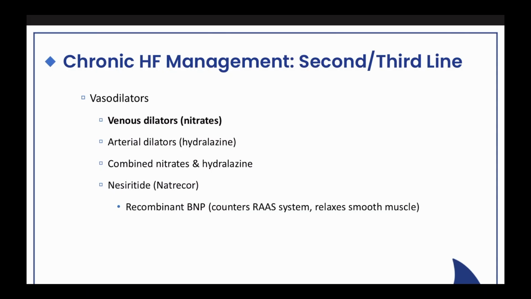Vasodilators. Okay, so nitrates for venous dilators. Hydralazine is an arterial dilator. Some of them will combine nitrates and hydralazine. An example for this is Natrecor. Natrecor is usually an IV drug given in an ICU for severely fluid overloaded patients.